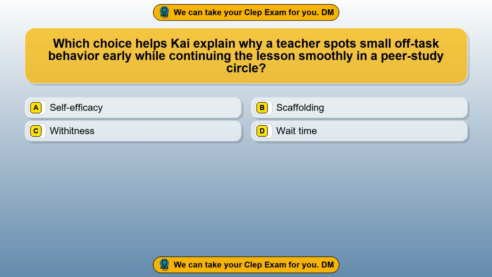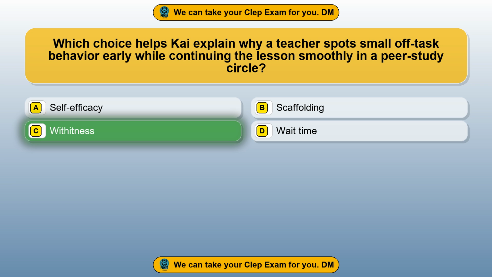Question 74. Which choice helps explain why a teacher spots small off-task behavior early while continuing the lesson smoothly in a peer study circle? Option A, self-efficacy. Option B, scaffolding. Option C, witness. Option D, wait time. The correct answer is option C.